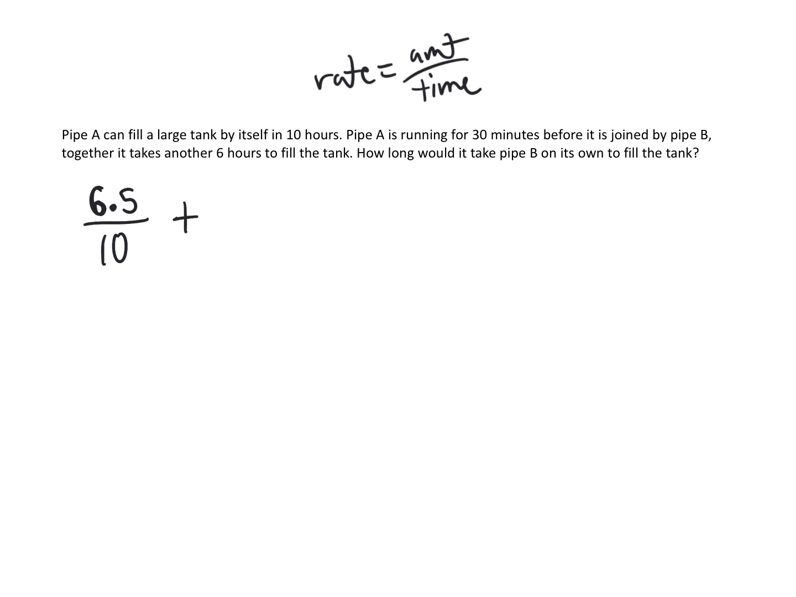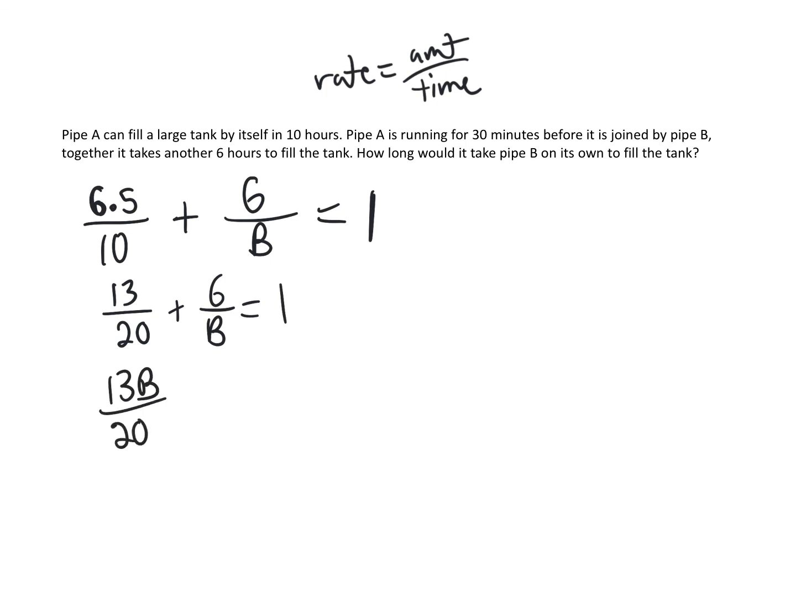Pipe B is open for a total of 6 hours, but we don't know how long it would take. And this is a final amount of 1. Now we can simplify and solve. There's a few ways to do it, but I'm just going to do it using fractions. So I found common denominator, so I can add them.